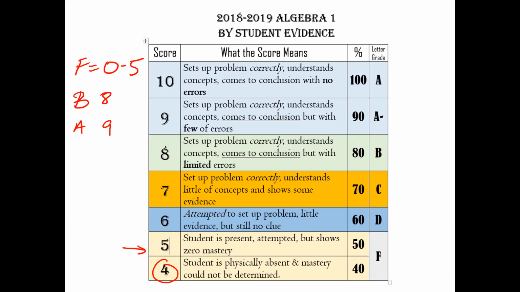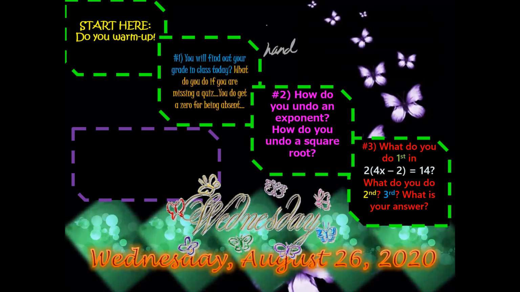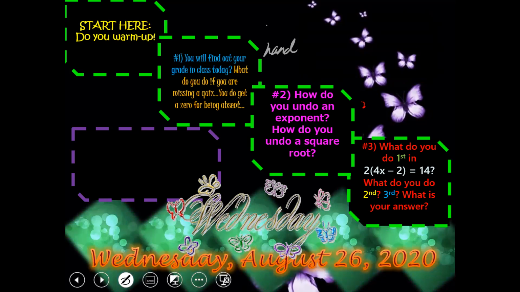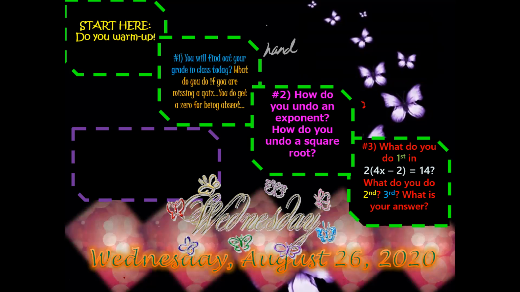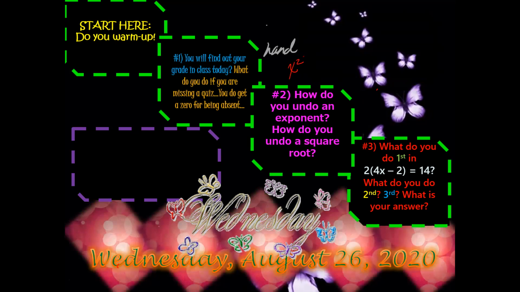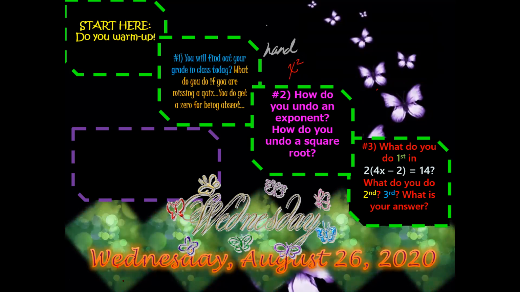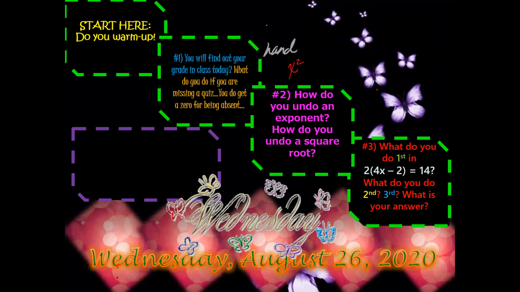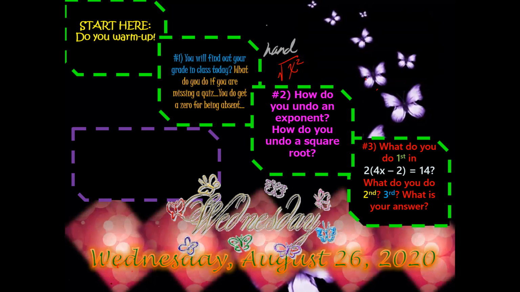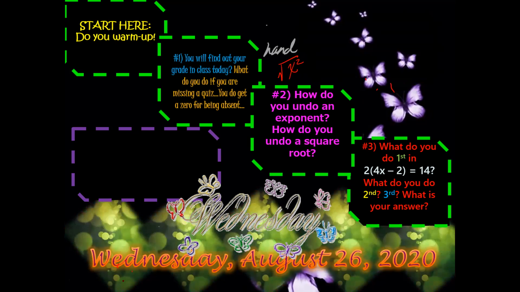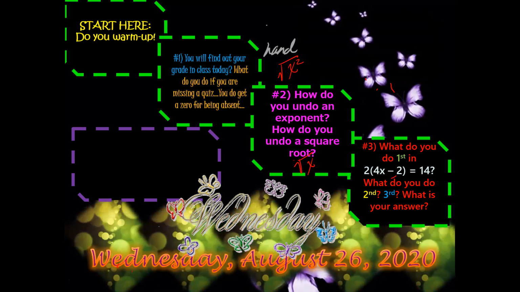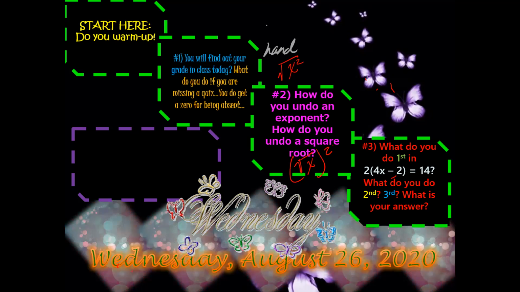All right, so let's go over this very quickly. How do you undo an exponent? If you have x squared, for example, how would you go about undoing the square on the x squared? You would put a square root over it to get rid of that. Similarly, if you have a square root, how do you get rid of the square root? You will square it.